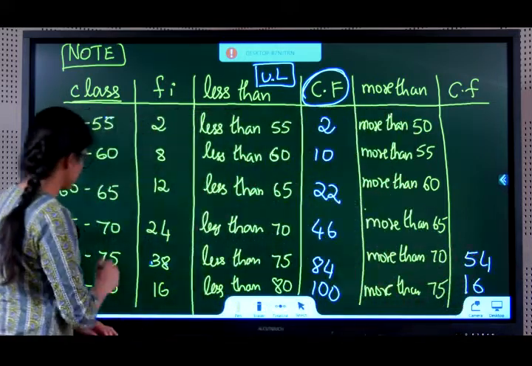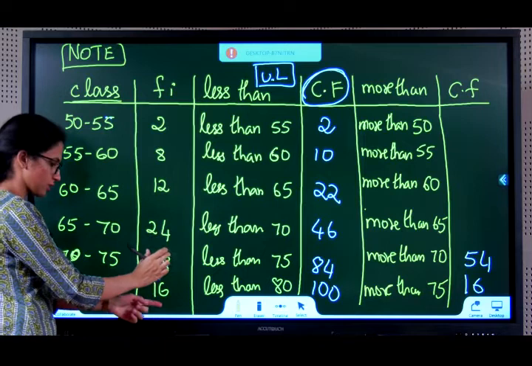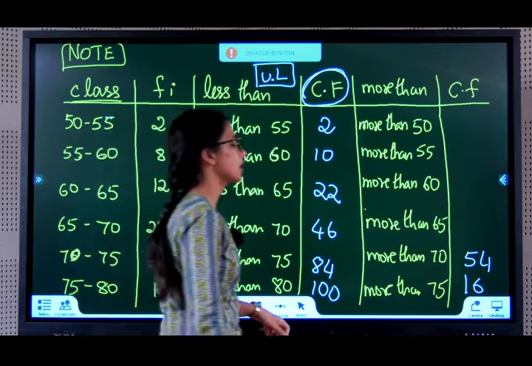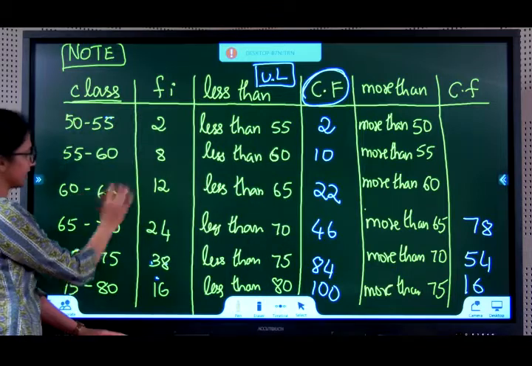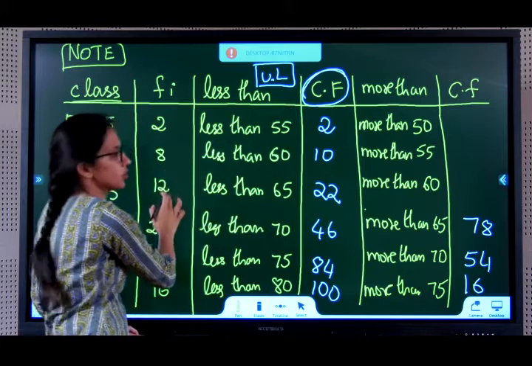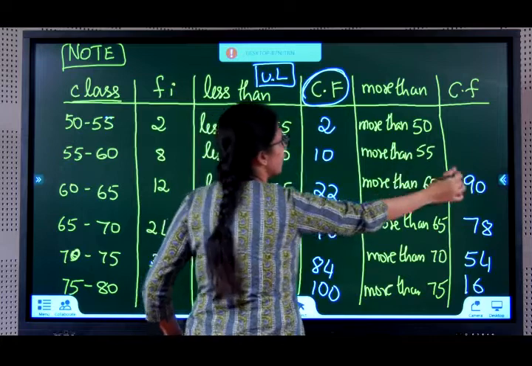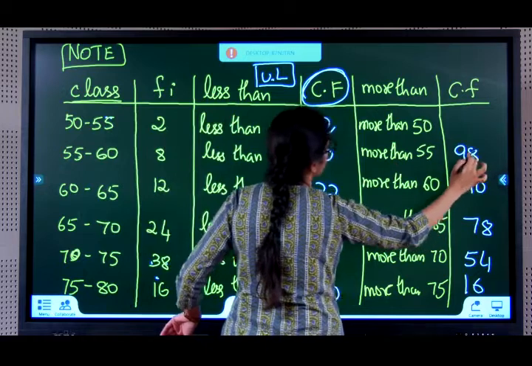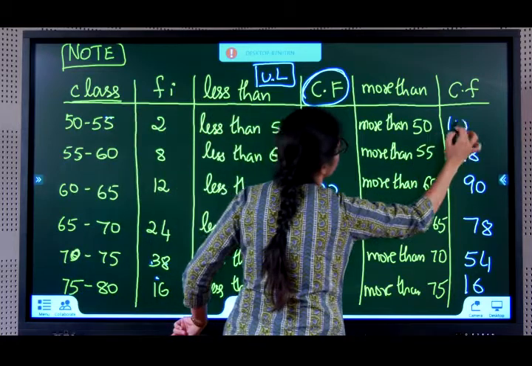Now, more than 65. More than 65 is 24. Even this is more. 24 plus 38 plus 16. You already know 38 plus 16 is 54. 54 plus 24, 78. Right? So now, more than 60. 12 plus all this together is 78. So I can say 78 plus 12, 90. More than 55, I can directly do 90 plus 8, 98. Then more than 50, everybody, 98 plus 2, 100.